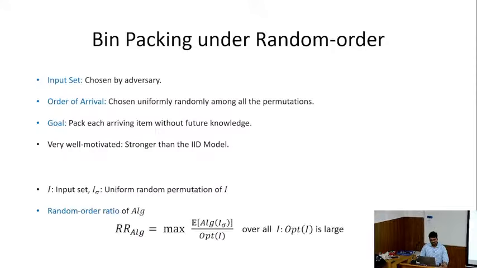And to measure the performance of an algorithm, we do it as follows. If I is the input set and I sigma is some uniform random permutation of I, which comes to us as the input sequence, then the random order ratio of ALG is defined as follows. So we look at all the input instances I for which OPT(I) is large. So we are interested in the asymptotics, and we are interested in the maximum of this ratio, which is the expected cost of the algorithm by the optimal cost. Okay, so a pretty natural definition.